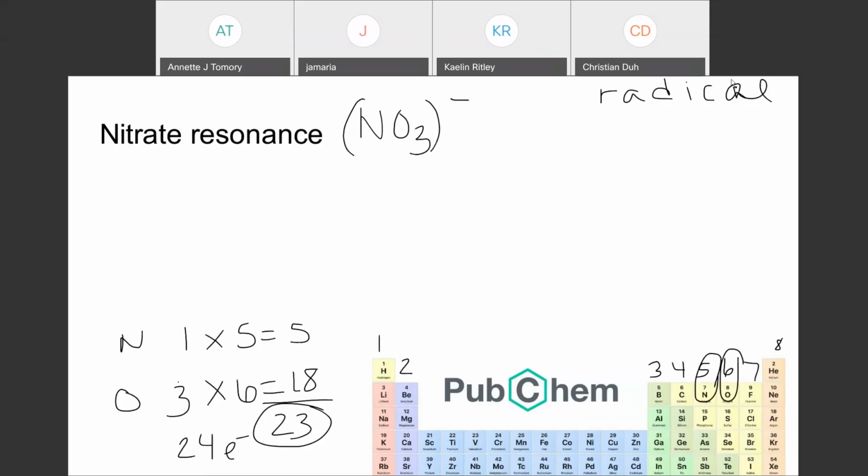Okay, so when we're looking at nitrate, NO3, which one is the least electronegative? Nitrogen or oxygen? Which is further away from fluorine? Is nitrogen further away, or is oxygen further away from fluorine? Nitrogen. So nitrogen's going to be in the middle.